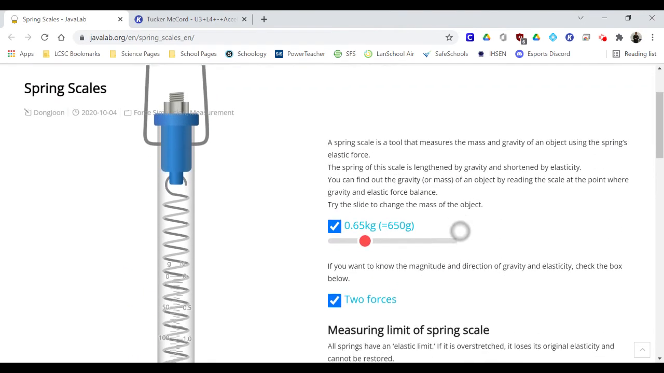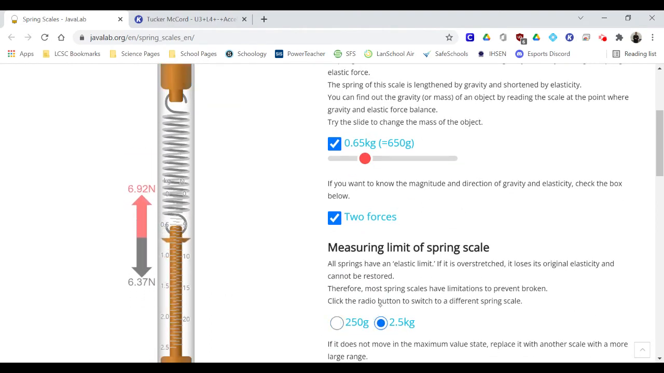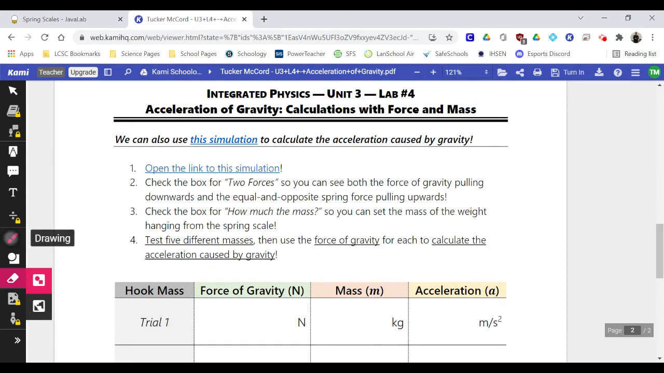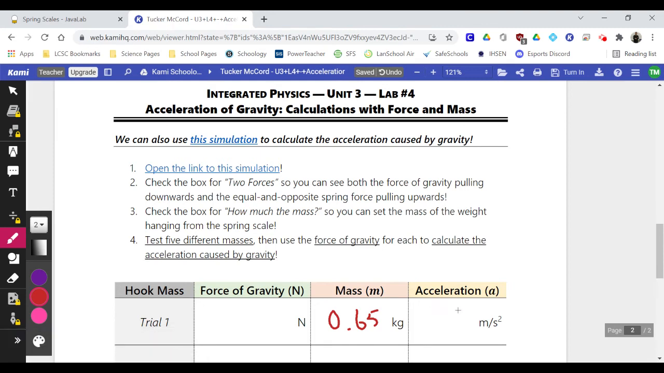Okay, so you would use this just the same as what we're doing in the lab. Let's say I'm doing this 0.65 kilogram mass, and I've got a force of 6.37 newtons. I can go over to my document and mark that down. So let's switch back to this. I say my mass, which is 0.65 kilograms, and the force of gravity pulling down on it is 6.37 newtons.